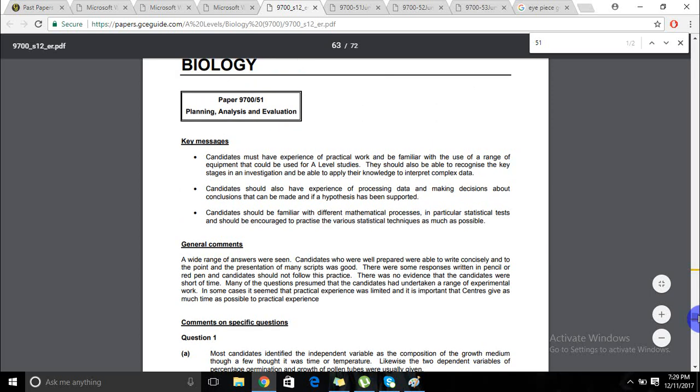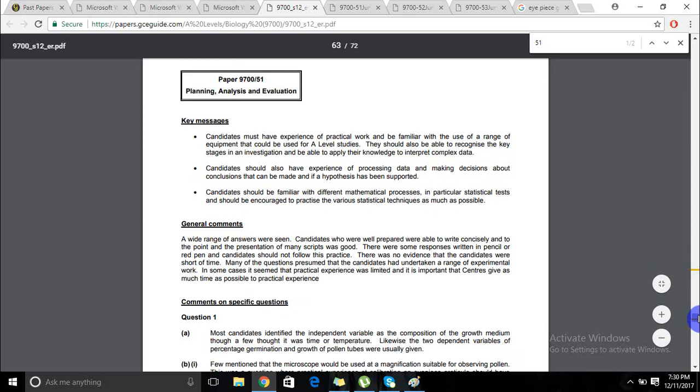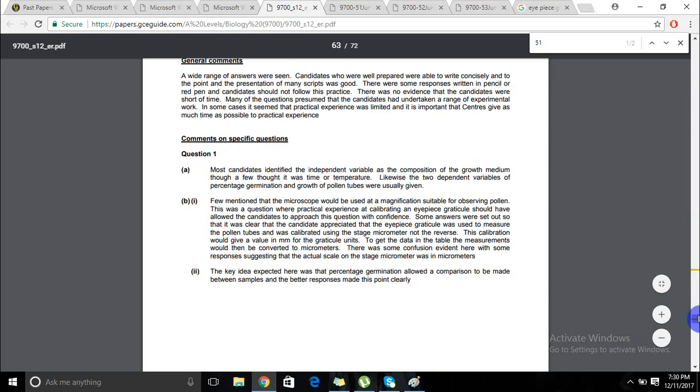So candidates ought to have experience of practical work, be familiar with the use of a range of equipment, recognize the key stages of an investigation, apply knowledge to interpret complex data, and have experience processing data and making decisions about conclusions. Most candidates identified the independent variable as the composition of the growth medium, though few thought it was time or temperature. Likewise, the two dependent variables of percentage germination and growth of pollen tubes were usually given 2 marks.